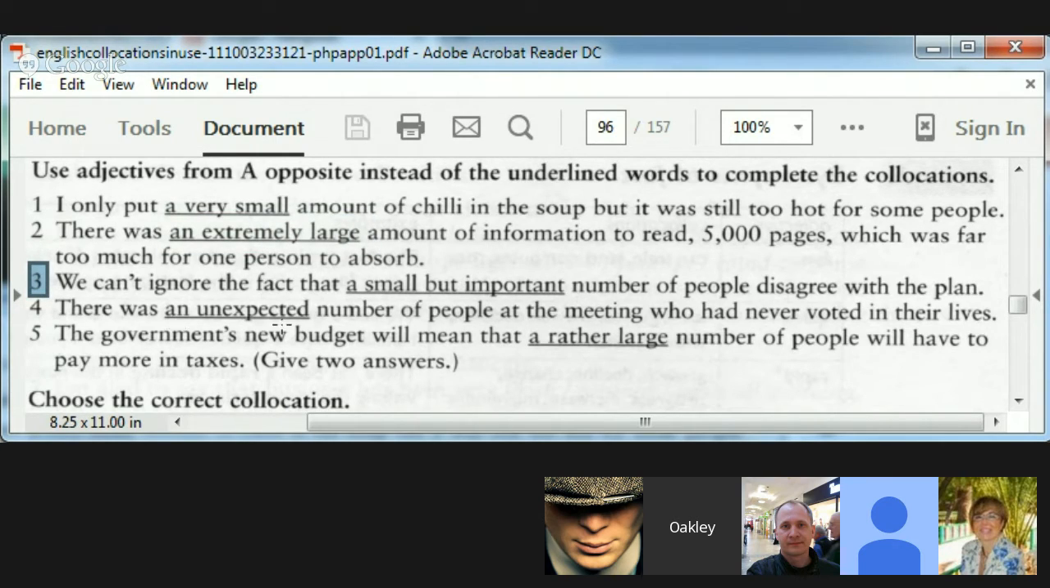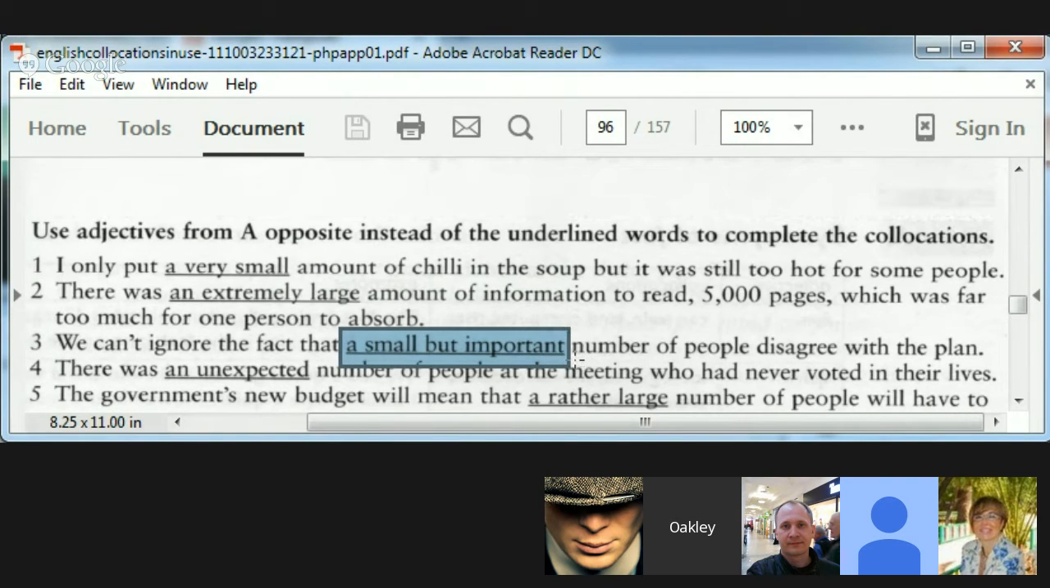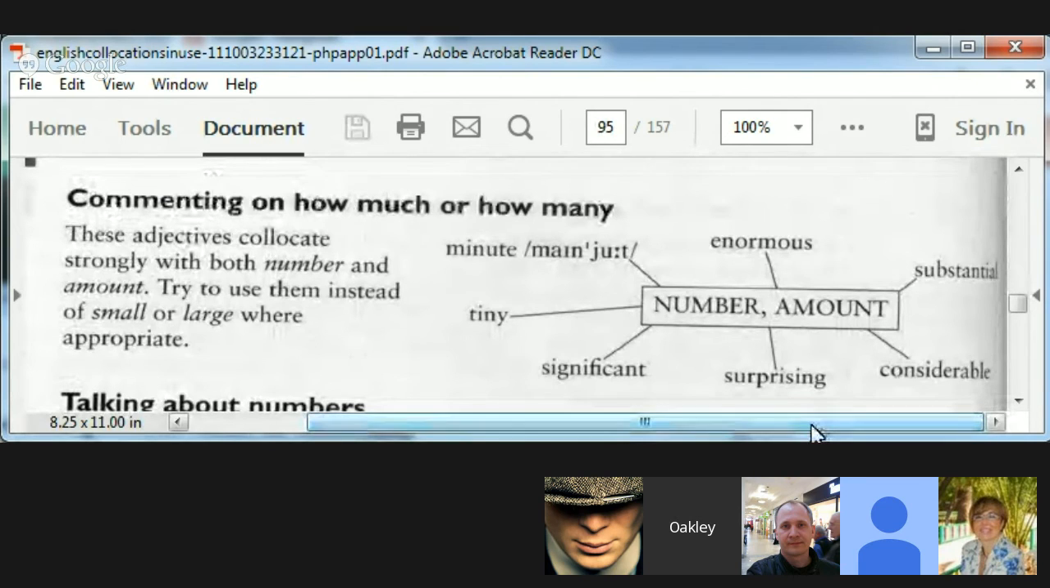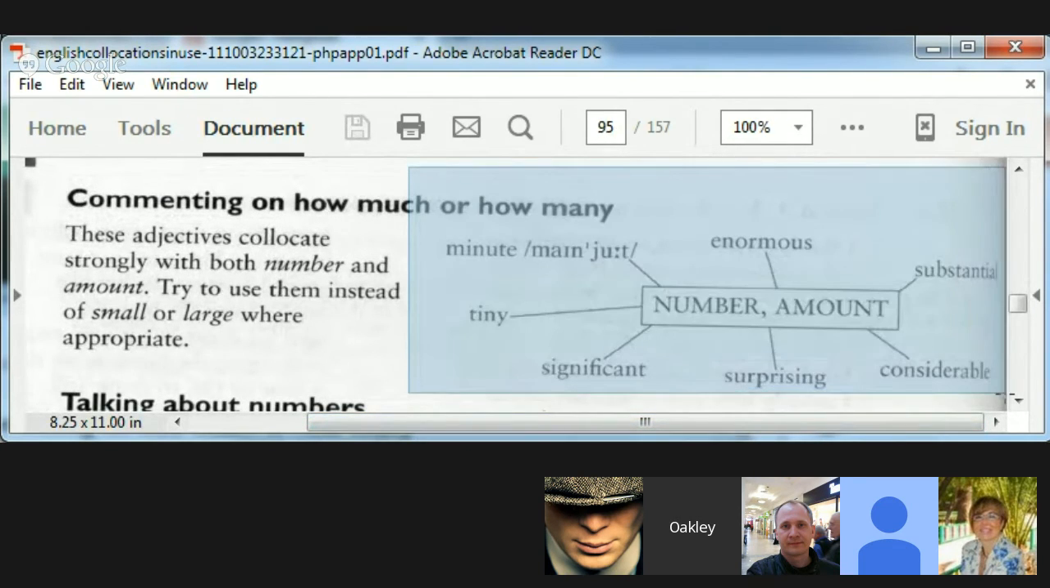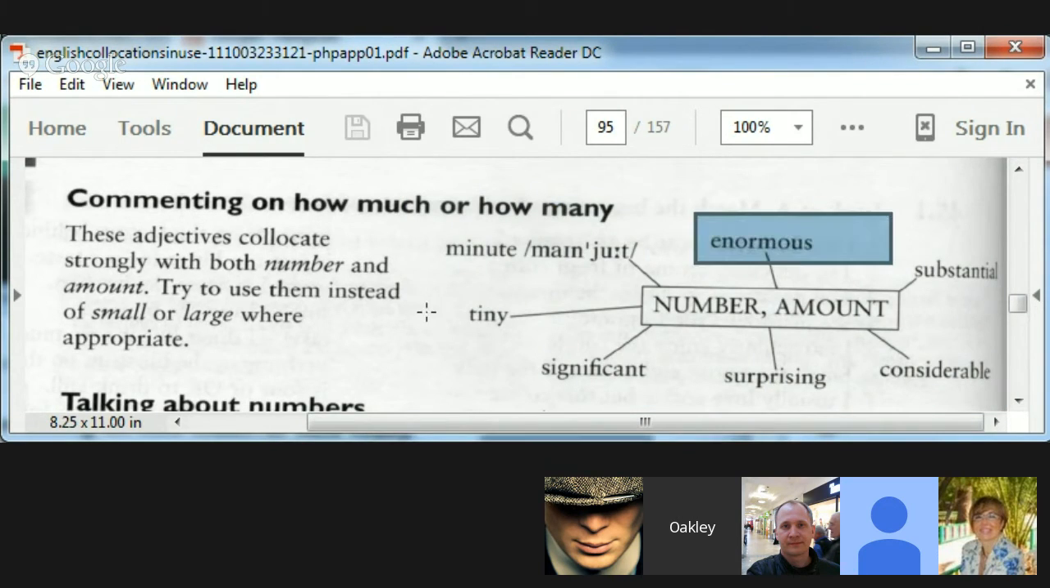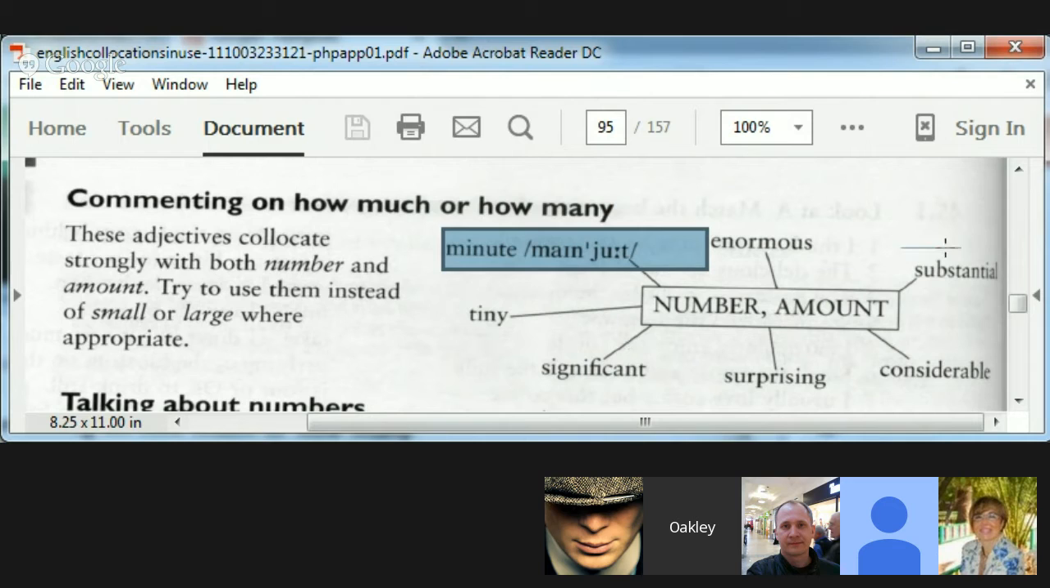Frank, how about number 3? We can't ignore the fact that a small but important number of people disagree with the plan. Do you have any idea? A small but important. Okay. Very important. I'll help you cheat here. All right. These numbers over here collocate with number and amount. Okay. Do you know which one means a small but very important amount?